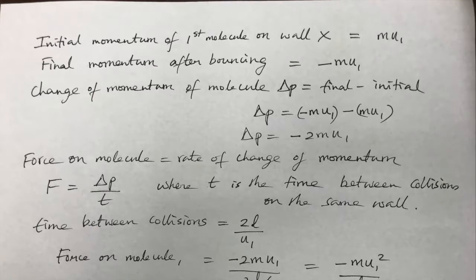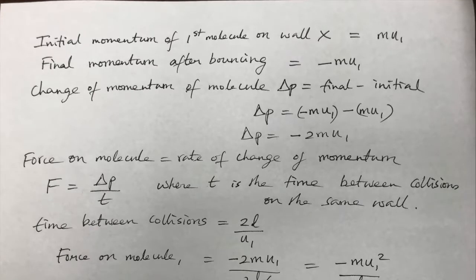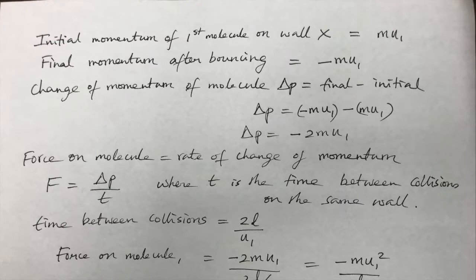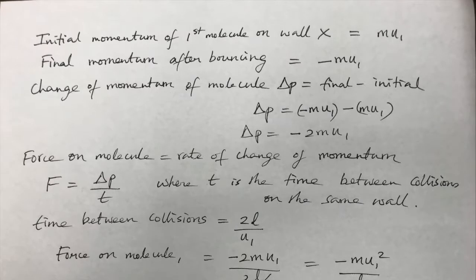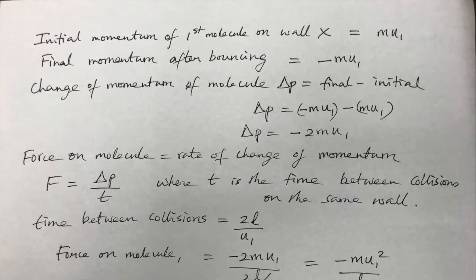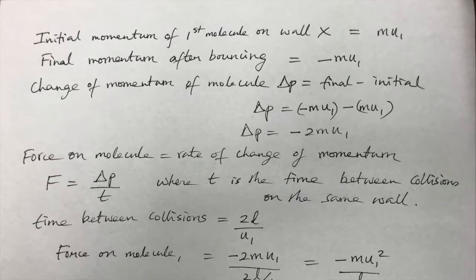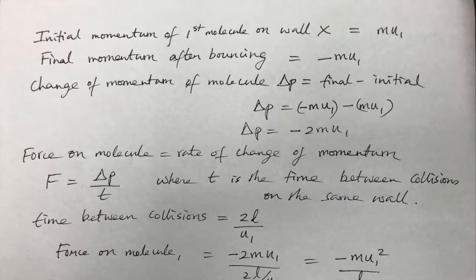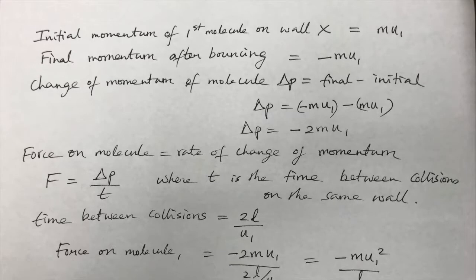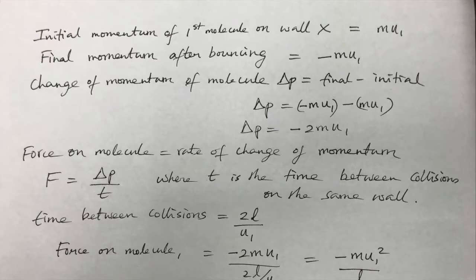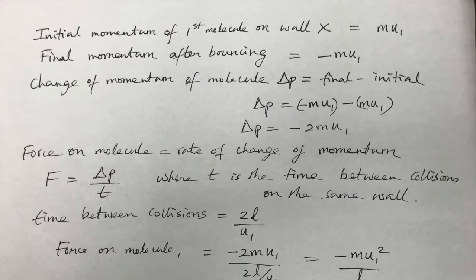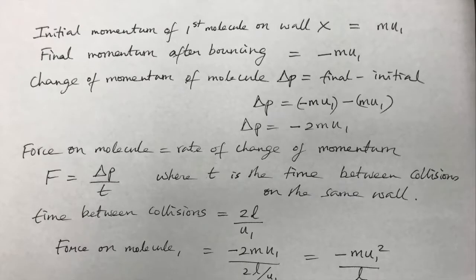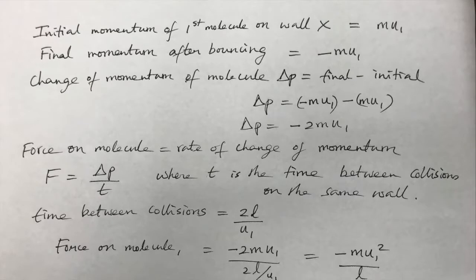So what is the change in momentum? What is change defined as? Negative m u1 minus m u1, which is negative 2 m u1. That's the change in momentum of the molecule. Why is it negative? Change in momentum is always final momentum minus initial momentum. Why is the final momentum negative? Because it's bouncing this way. So we're assuming it just reflects.